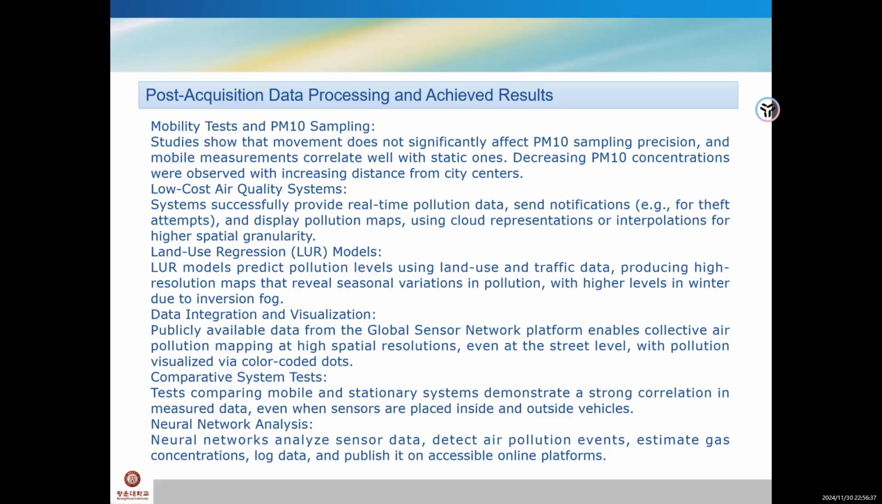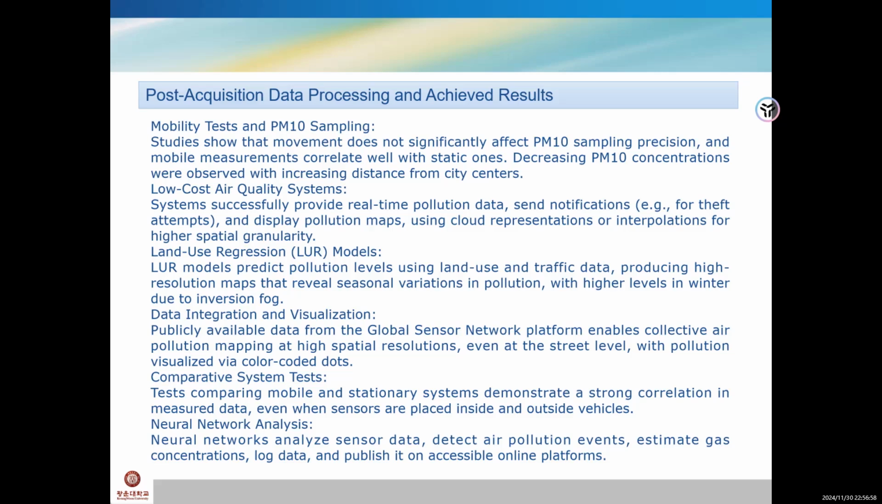Data integration and visualization. Publicly available data from the global sensor network platforms enables collective air pollution mapping at high spatial resolutions, even at the street level, with pollution visualized by color-coded dots.